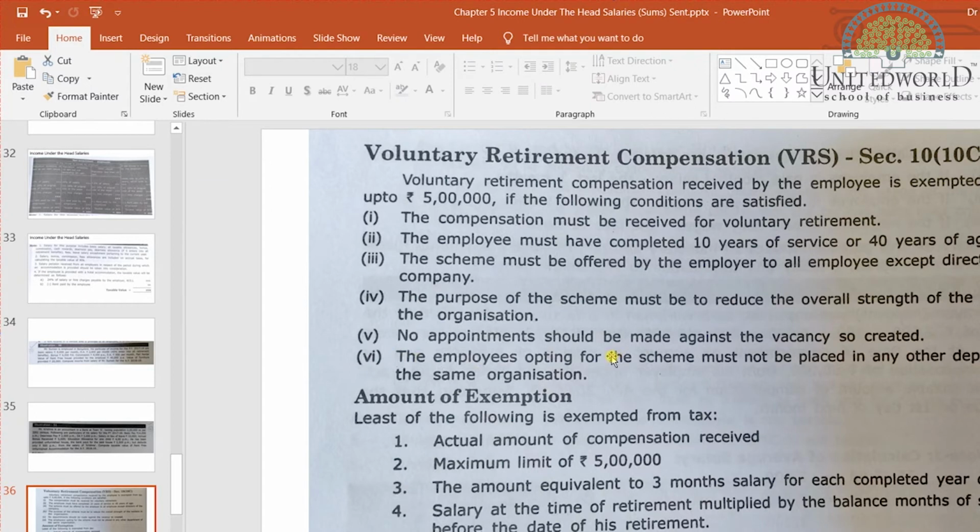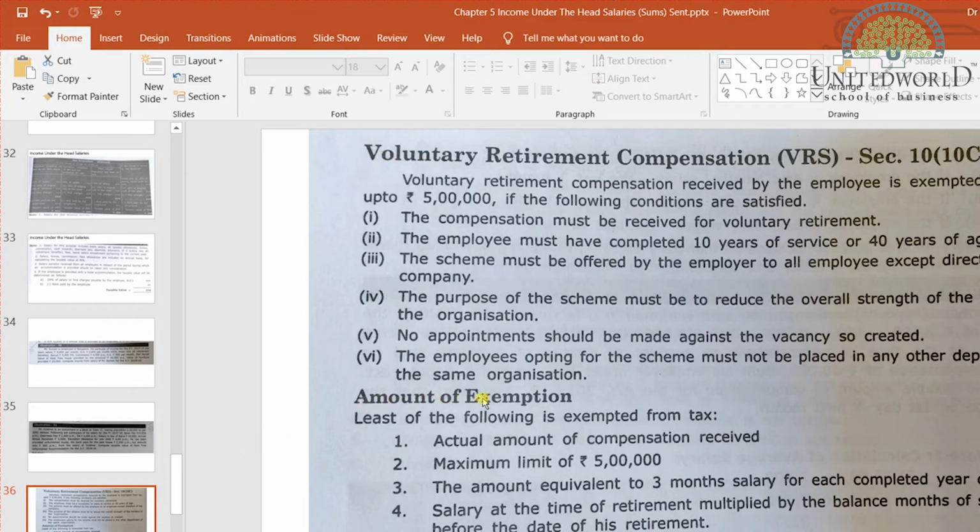So how much compensation an employee has received under the VRS, or voluntary retirement scheme. First, this figure is going to be given to you, so you just write down that figure here. Second is the maximum limit, as I have mentioned here, that is 5 lakh rupees. So the maximum amount an employee can get as an exempt amount under the VRS is 5 lakh rupees.